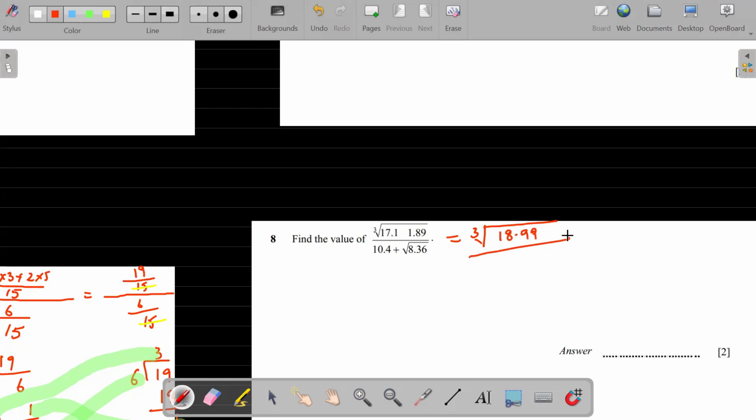Over 10.4 plus square root 8.36, which is 13.29. Now let's take the cube root. Cube root of 18.99 divided by 13.29. And it is 0.2007. Okay, so we can write it as 0.2 as well. That is our answer for that.